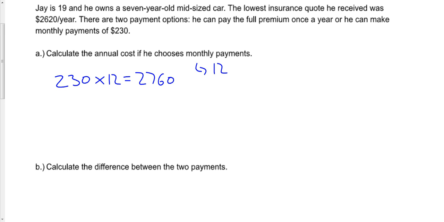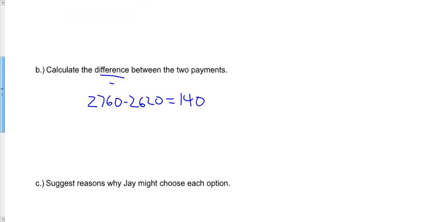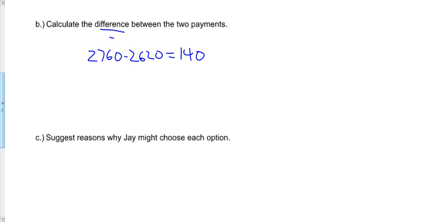So we want to figure out what the difference is between the two payments. The difference means subtraction. The higher payment is the monthly payment, so $2,760 minus the lower payment of $2,620 is going to equal $140. So the cost difference between those two payment options is $140. He could pay $140 less if he makes the one-time payment all at once.